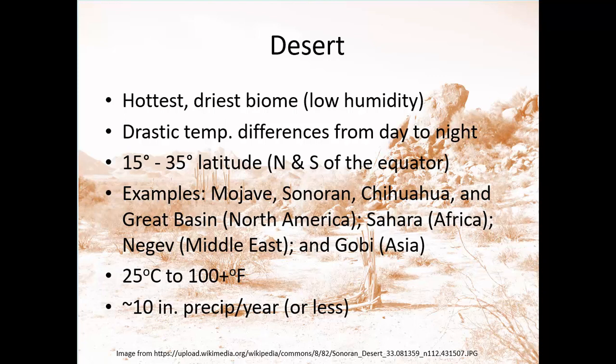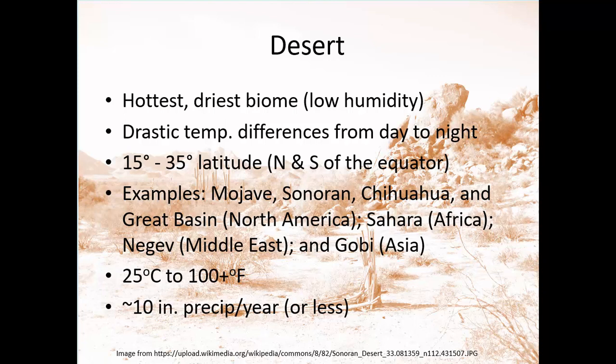Darn, I'm blanking on where that is. There's the Sahara Desert in Africa, the Negev Desert in the Middle East, and the Gobi Desert in Asia. So those are the big deserts around the world. Deserts, as you know, are hot and dry. There are some Arctic or Antarctic deserts, where they receive very low rainfall. But generally, when we talk about deserts, we're talking about hot and dry deserts.